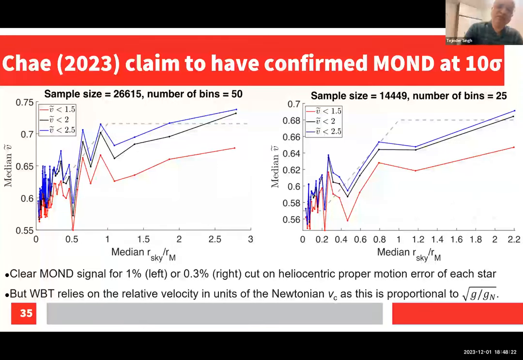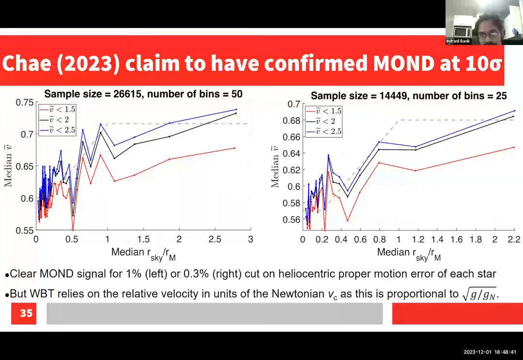So Xavier is saying, right in the chat, that is why Q and I are looking at the full distributions, not just median V tilde values. No, I understand that they're looking at the full distribution, so that's fair enough. The median is only a proxy for whether there's a MOND signal. There's more information contained in the full distribution.